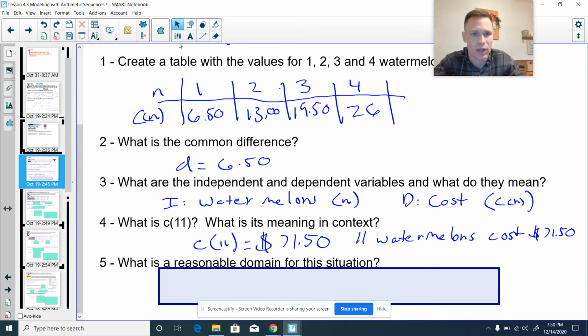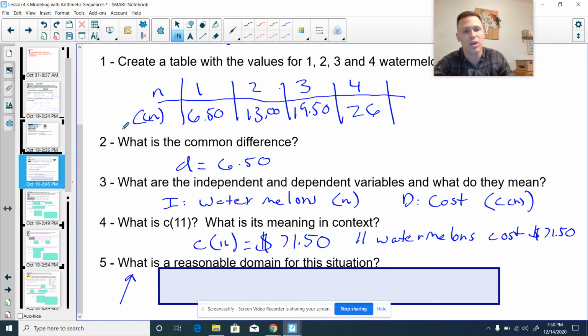This is another question we ask a lot when we're doing real world problems. What is a reasonable domain? What are reasonable numbers that we can use for what's going into the function, which is n, right? Well, it might be easier to think of what might be unreasonable. Negative numbers make no sense, right? And I probably can't buy partial watermelons.